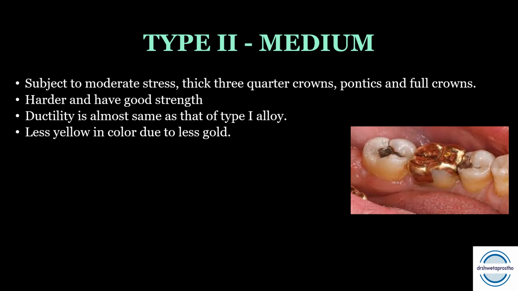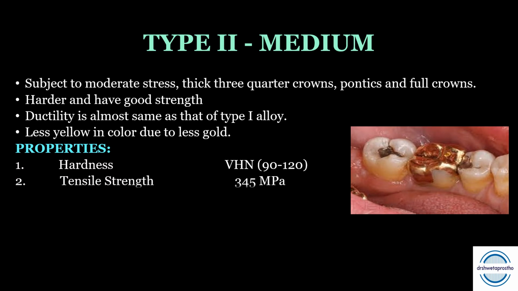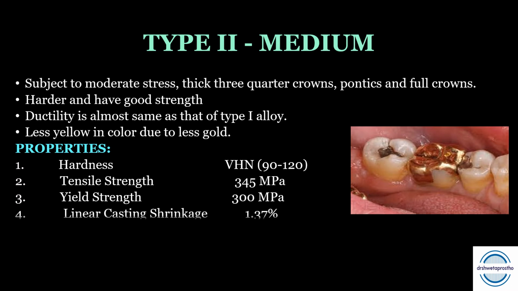Now, if we talk about the properties, its hardness is around 90 to 120, which is more as compared to type 1, where it was 50 to 90. Tensile strength is 345 megapascals, which was 276 for type 1. Yield strength is 300, which is almost double that of type 1. Linear casting shrinkage has decreased to 1.37%, which was 1.5% in the case of type 1. Elongation is decreased to 10%, which was 18% in the case of type 1.